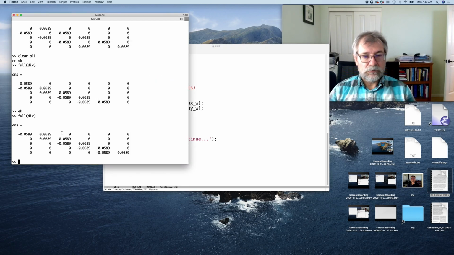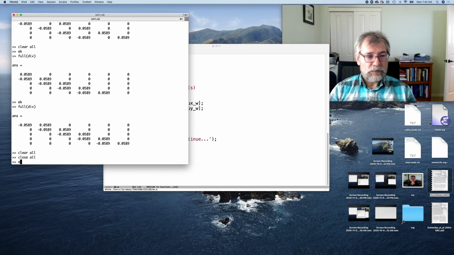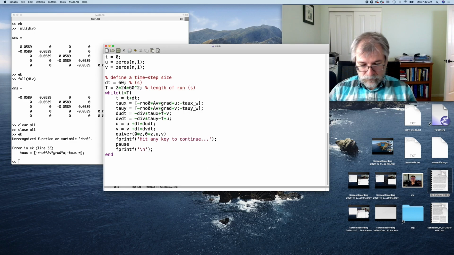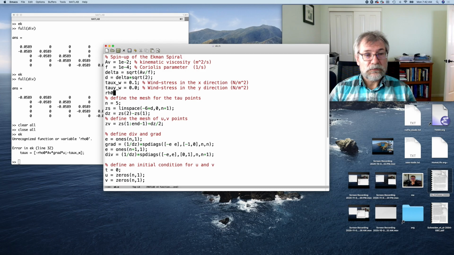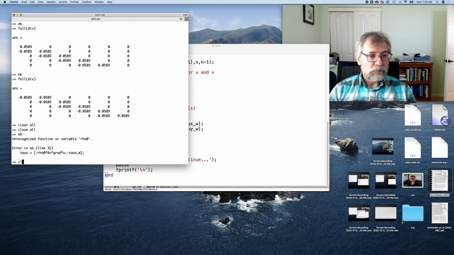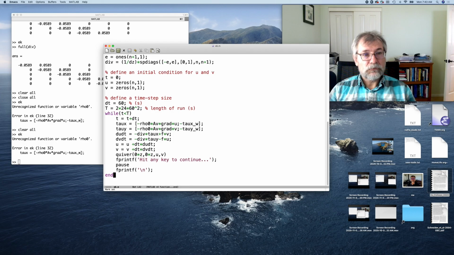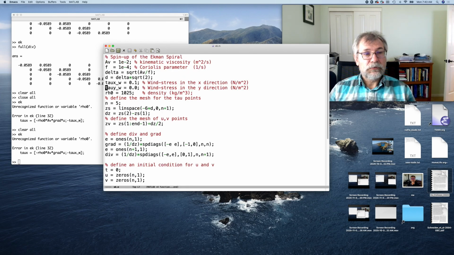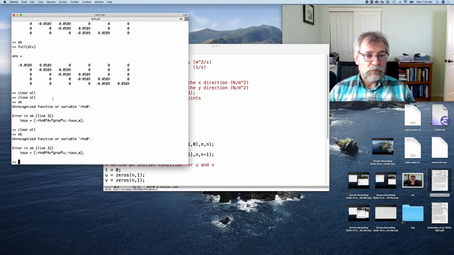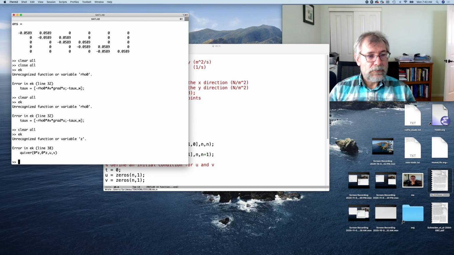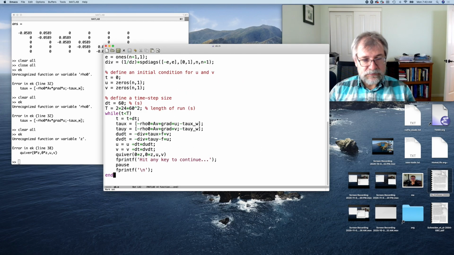Let's try it. Clear all, close all, EK. I didn't define rho 0. Rho 0 is equal to 125, and this is density in kilograms per meter cubed. Clear all, EK. Didn't I just define rho 0? Oh, nope. Clear all, EK. I guess I never defined z. I have zs and zv.